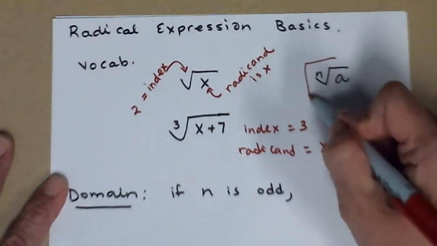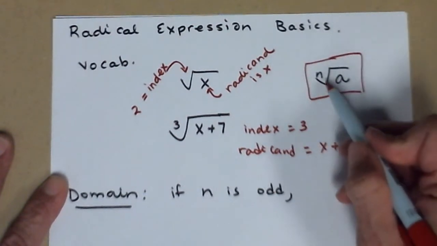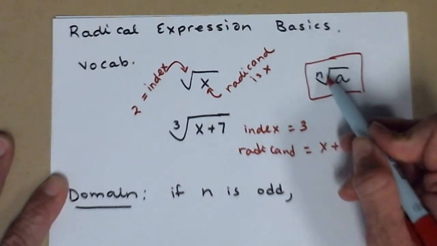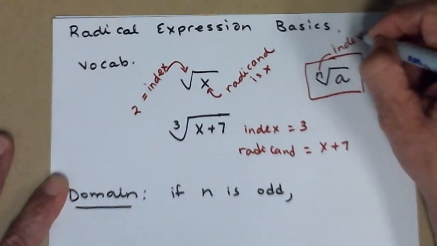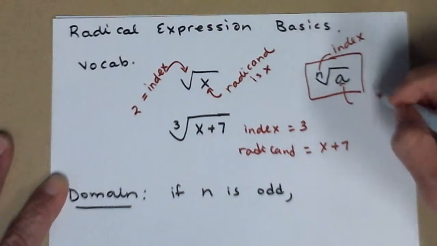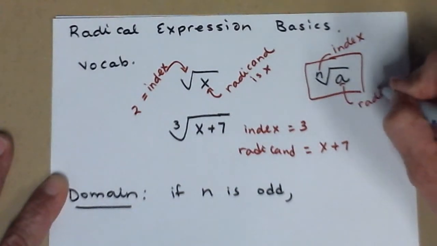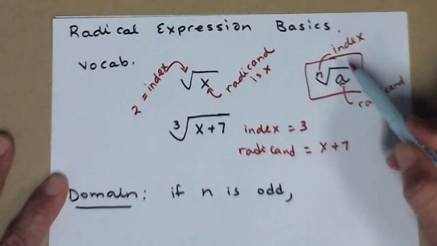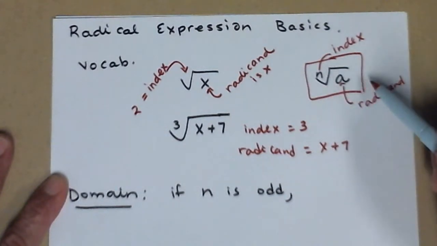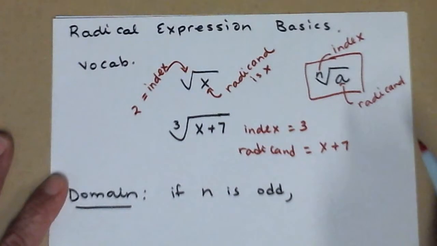So the most generic way that you will see this, it looks like this. The index gets the letter n. So here's my index, and we use the letter a most often for the generic radicand. If you want to say this entire expression, we say the nth root of a.